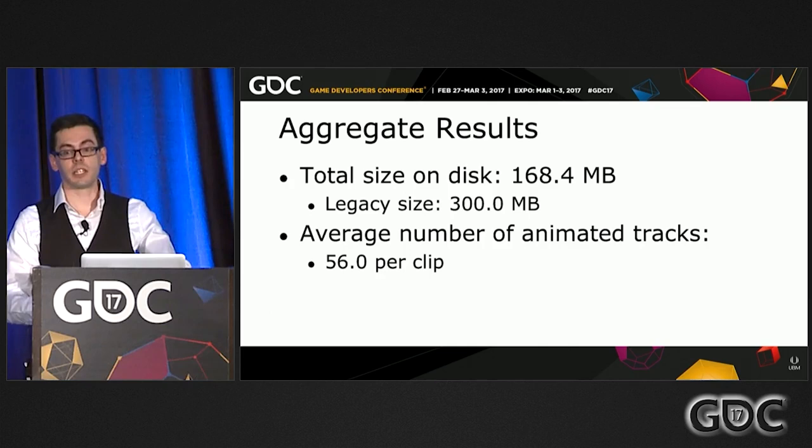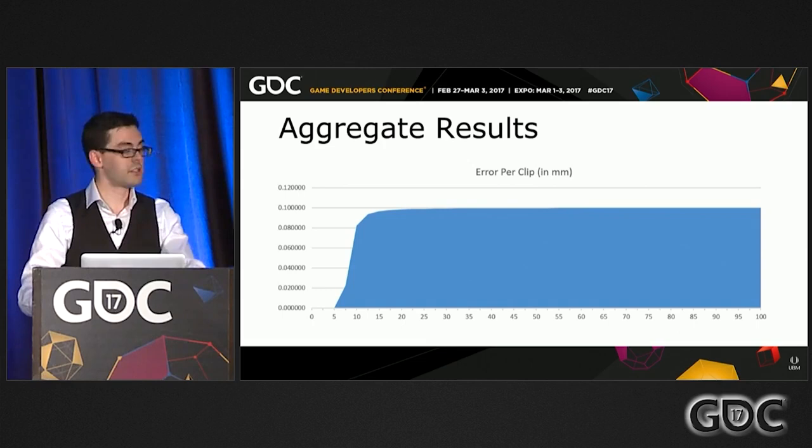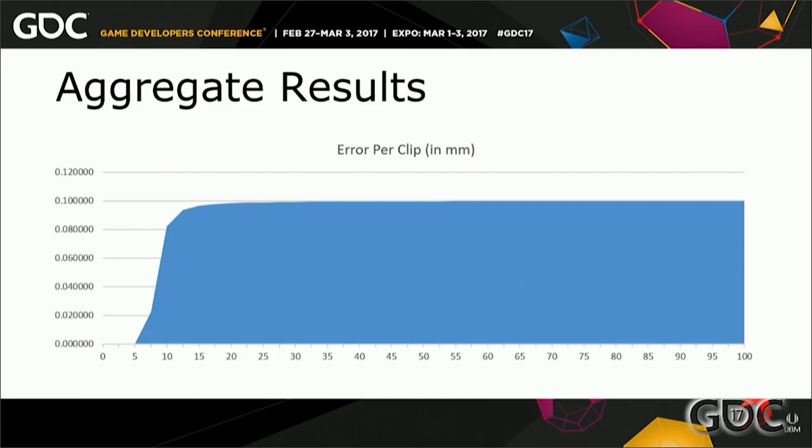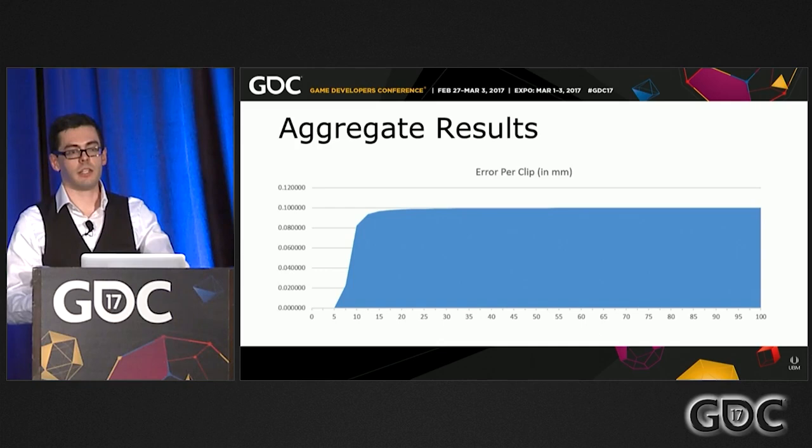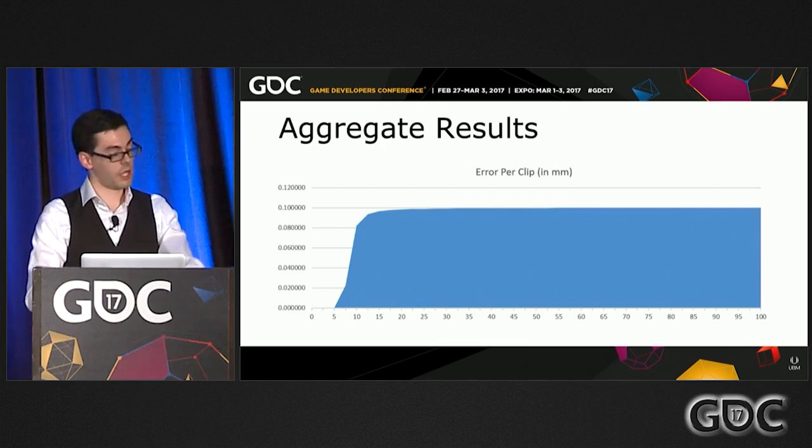Here we have the distribution of the error per clip in millimeters. And this slide makes it bleedingly obvious that the algorithm maximizes the error up to the threshold. As early as the 15th percentile or so, already the error is almost equal to the threshold, but never exceeding it, which is what we wanted.